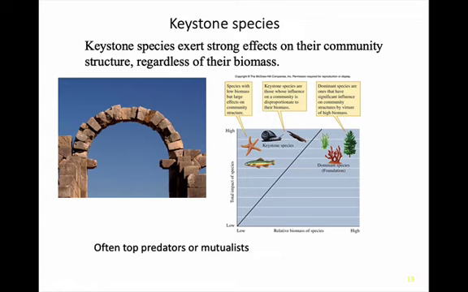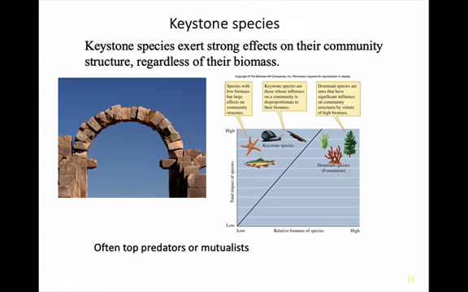Okay. Why do we call them keystones? Because in a Roman arch, you have a keystone right here that supports the entire arch. You remove the keystone, the arch collapses. You remove a keystone species from a food web, most of the species go extinct.